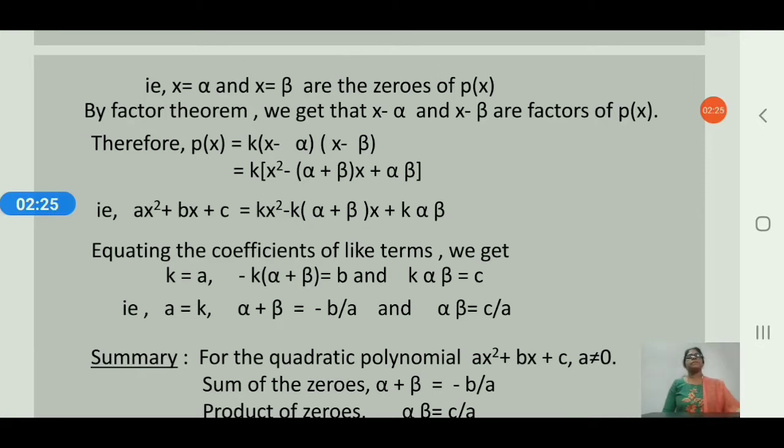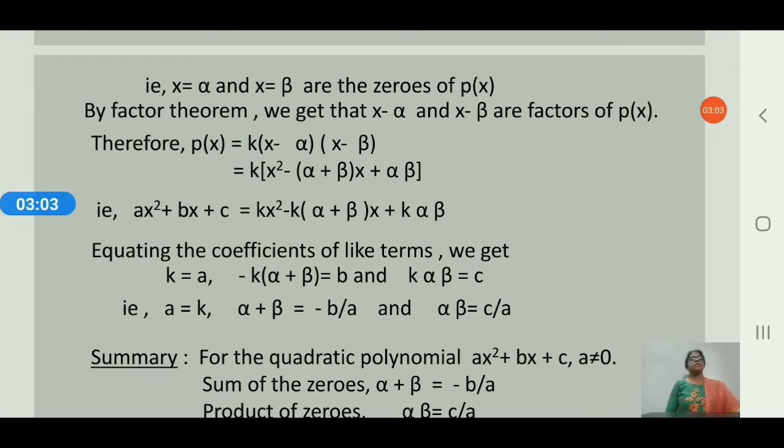In 9th class we studied about factor theorem. If x is equal to alpha, what is the factor? X minus alpha is a factor of the polynomial. If x is equal to beta, the factor is x minus beta. That is, here we have 2 zeros, so x minus alpha and x minus beta are factors of the polynomial p of x. Hence we can write ax square plus bx plus c as k into x minus alpha into x minus beta.